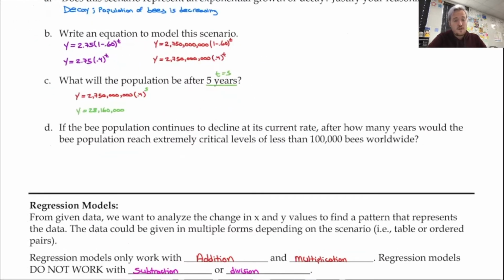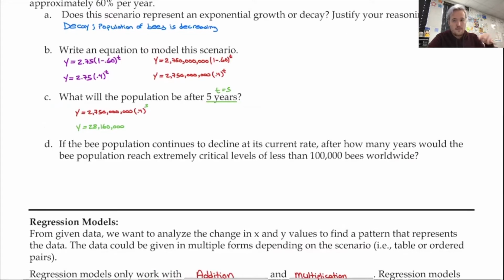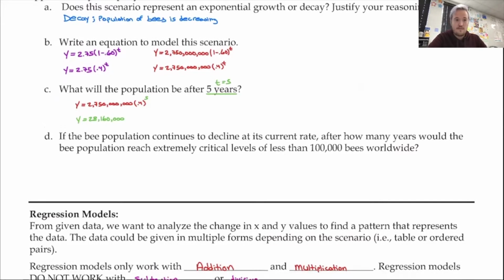This will also transition into the wildlife information of what's considered endangered, what's considered extinct, and all of that. But we're going to save that for bio, or wherever you learn it.